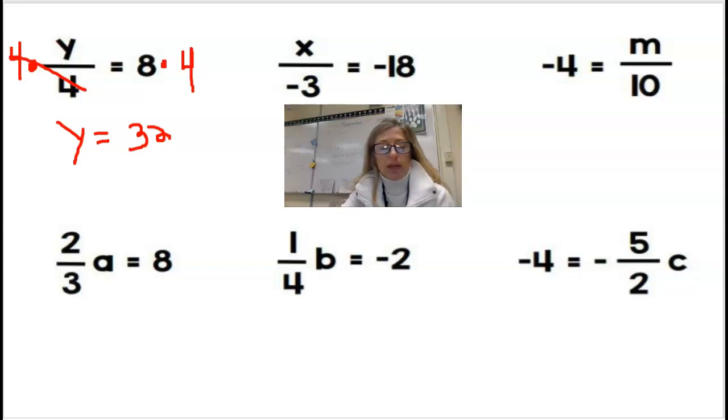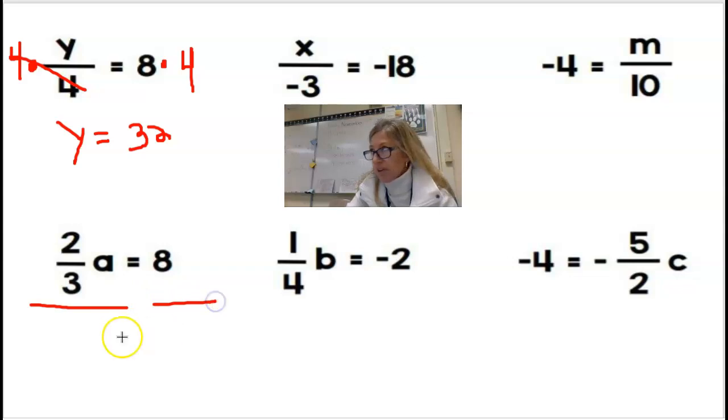Let's try another one. In this next problem, I'm multiplying 2/3 times a, and that equals 8. Well, if I'm multiplying, the opposite is division. I'm going to put a big bar underneath this to show division. 2/3 on both sides.